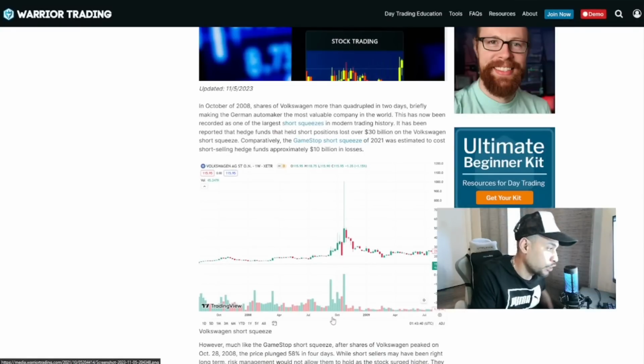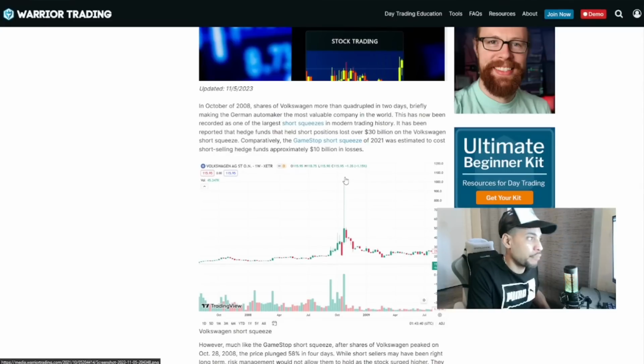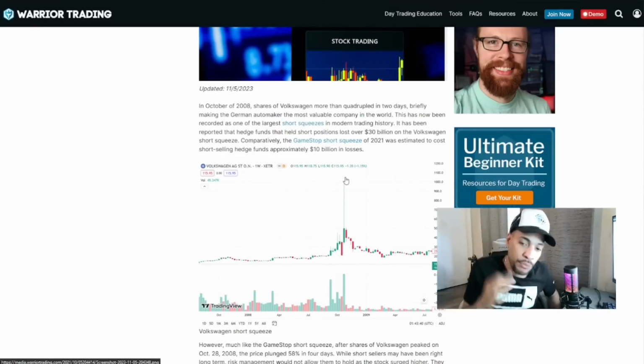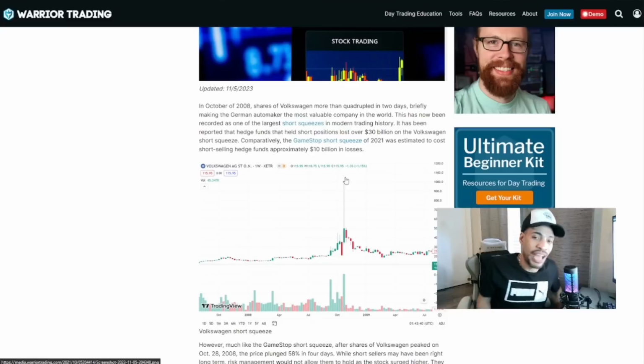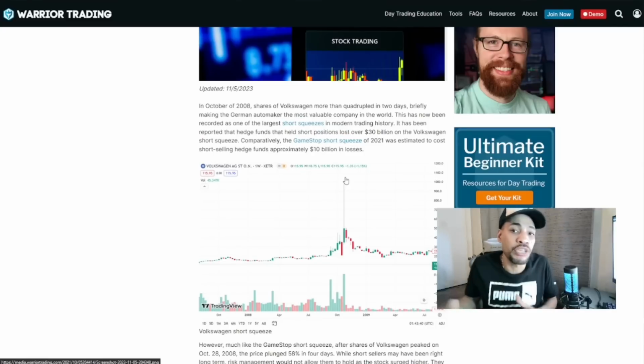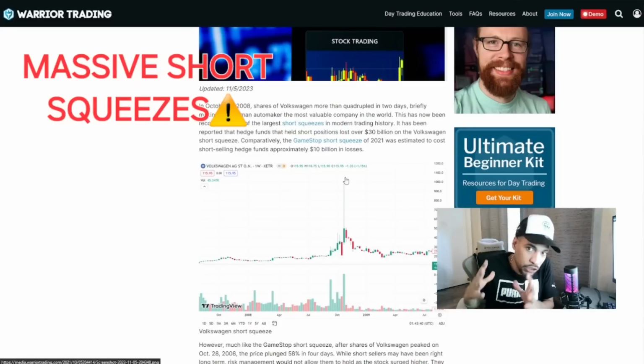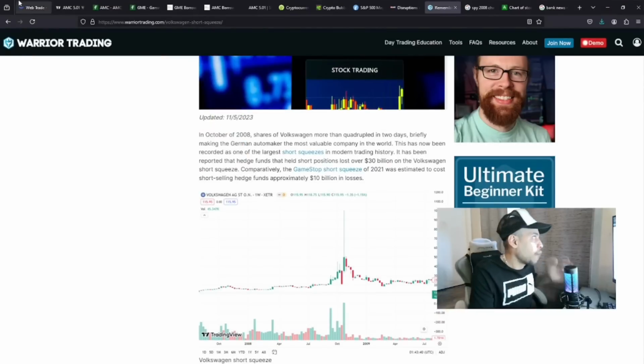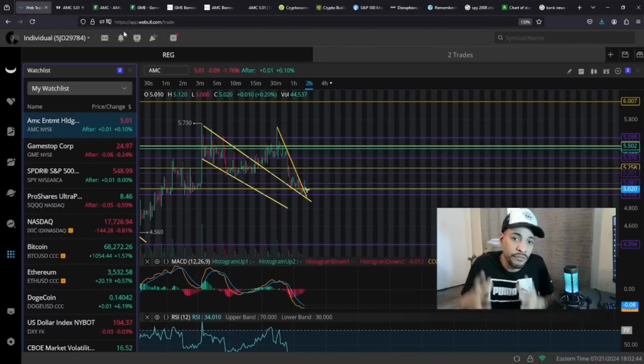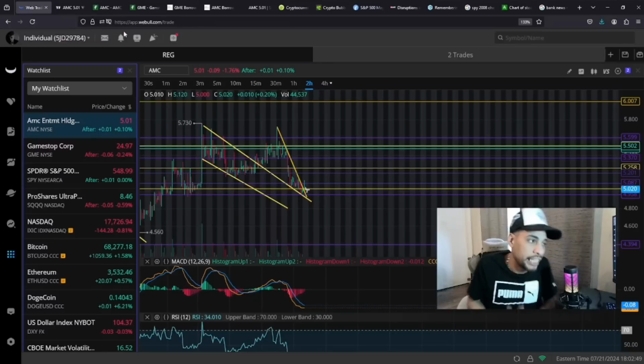You can see here in October 2008, when we had max capitulation in the market, that's when we see the maximum move up for Volkswagen. Now, I'm not saying AMC is similar to Volkswagen, but it's all showing you historical context. When liquidity dries up, this is when we can see those massive short squeeze moves. Not when liquidity is in full abundance, but when liquidity dries up, a short squeeze is a liquidity crunch, and this is what we want.